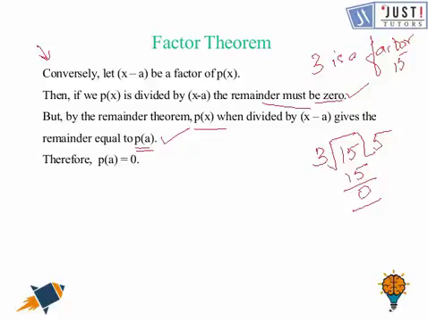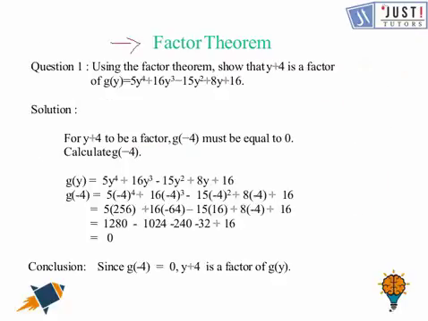Now we move ahead and we're going to try a question on factor theorem. The question says that g(y) is a polynomial and we need to show that y plus 4 is a factor of g(y). To check that y plus 4 is a factor of g(y), we need to check that the remainder should be 0. So that means y plus 4 equals 0. This will give y as minus 4.